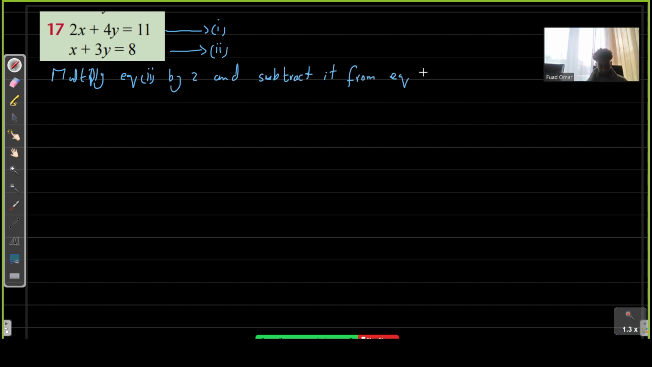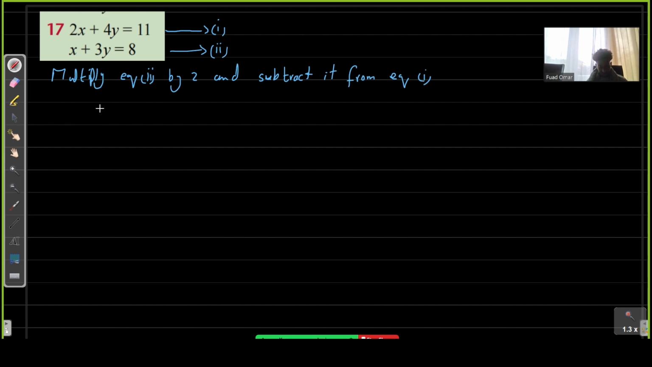So for the second equation, if I make here 2x, and if I subtract the second equation from the first equation, we can easily cancel out the value of x from here. So I'm going to multiply equation 2 by 2 and subtract it from equation 1.